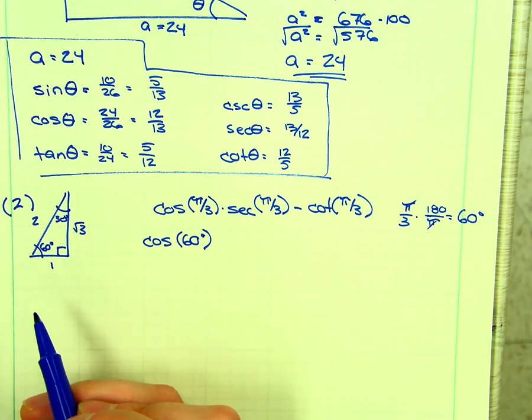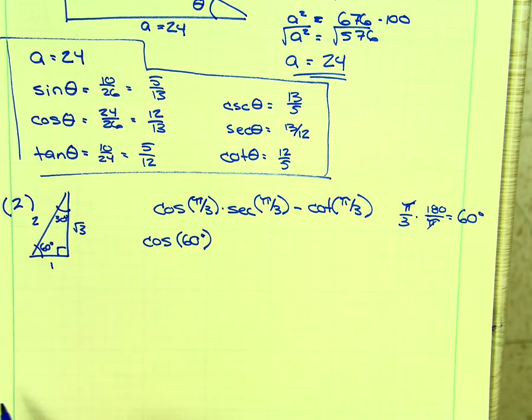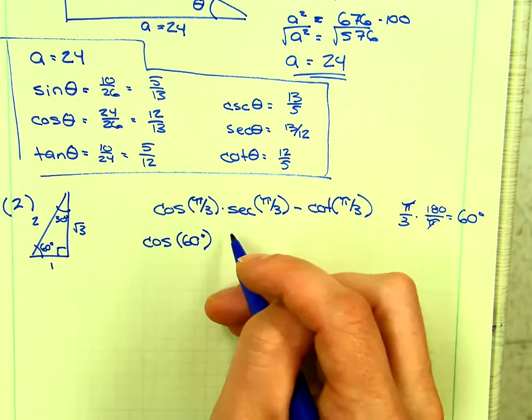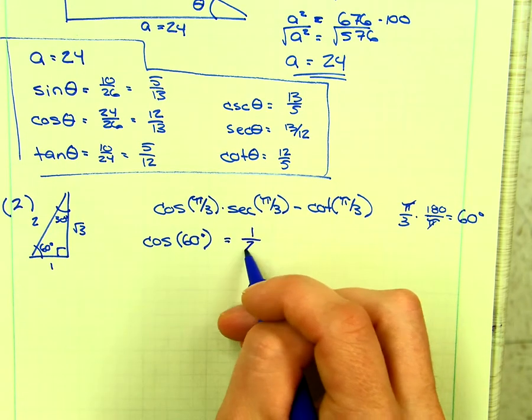And the adjacent over the hypotenuse. So the cosine of 60 degrees is just going to be equal to 1, which is my adjacent, over my hypotenuse, which is 2.